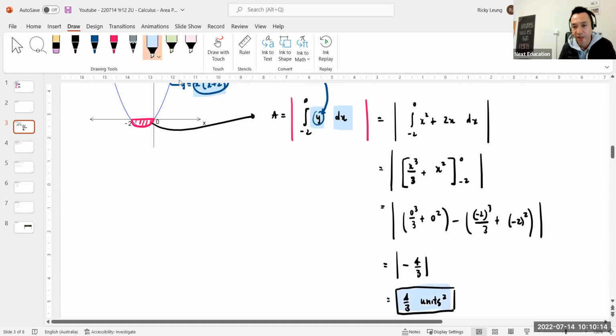I thought I'd start with one that was not too simple, in that you do need to absolute value it because it's negative, but the integration part is dead easy. So hope that's okay.